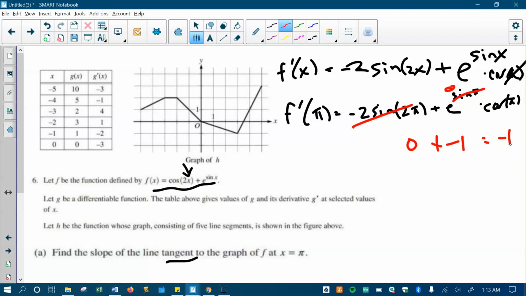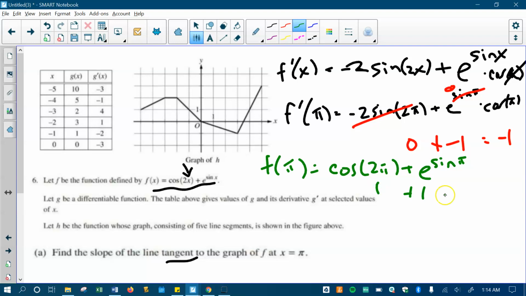Okay, and we also need f of pi to actually get a y value, because they only gave me the x value. I needed a y value and a slope, and f of pi is going to be equal to cosine of 2 pi, plus e to the sine pi. I'll write this all out for you. This value is going to be 1, this value is going to be 1, and we get 2.